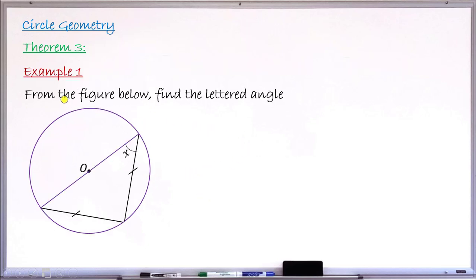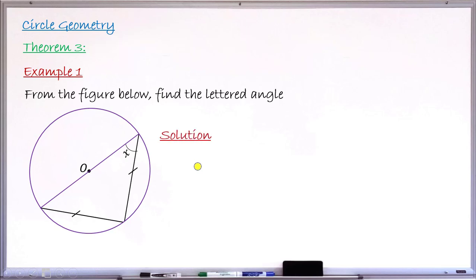Example number 1, it says from the figure below, find the lettered angle. The lettered angle in this figure is this angle letter x. Look at it. What I can see in this drawing, I have a circle center O, and I have a diameter because this line passes through the center. And I have a triangle, and it was marked that the length of this side and the length of this side are equal. This one mark tells us that the two sides are equal. I'm asked to find this angle letter x.